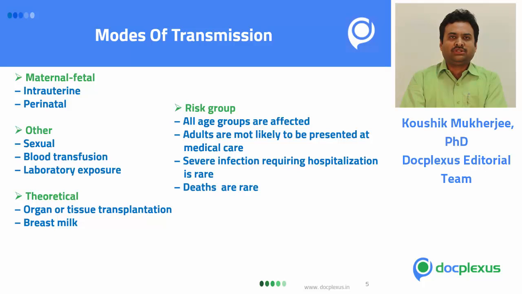Let us look at the modes of transmission. As we have already said, the primary transmission is through mosquitoes, but other transmission modes like sexual transmission and maternal to fetal transmission are there, and transmission through breast milk is also being suspected. This is a completely new virus, so everything is under research and investigation. The risk group for this infection is distributed throughout the ages. All age groups are equally probable to get infected.